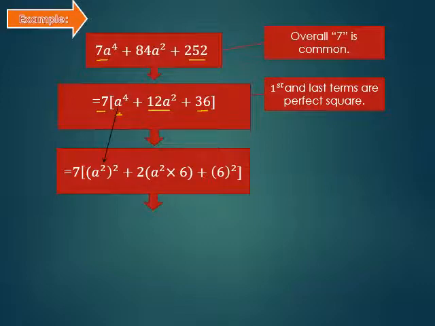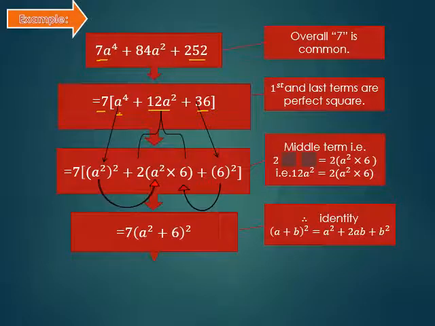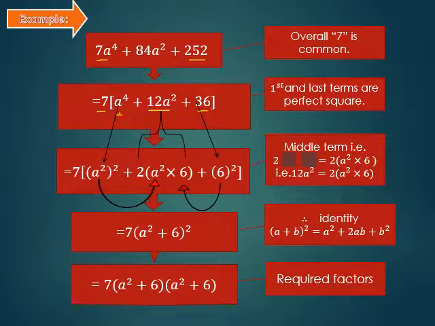A4, the first term, is the complete square of a square. The last term is 36, that is the complete square of 6. And the middle term, that is 12a square, is double the product of the first term, that is a square, and the last term, that is 6. Using the identity, we'll write it as 7 into a square plus 6 whole square. And the required factors are 7 into a square plus 6, a square plus 6, because the previous one, a square plus 6 whole square, this factor is written twice.